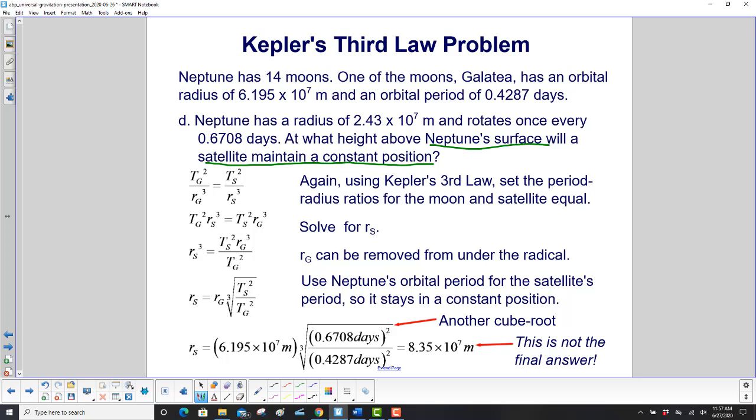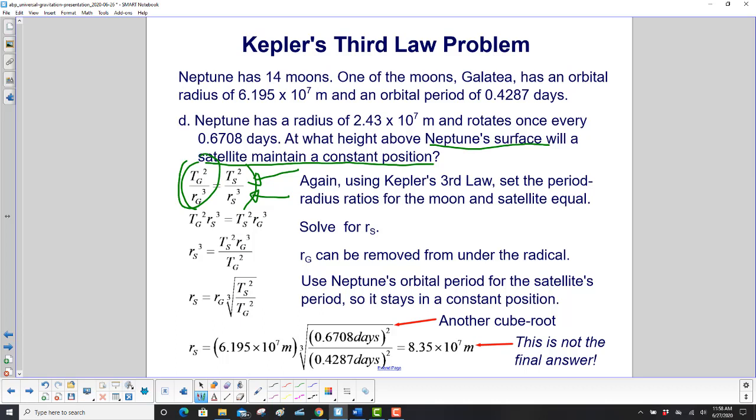We're going to use Kepler's third law here, but not the whole law. We're going to take advantage that T squared over R cubed is the same for everything going around Neptune, whether it's a satellite, rocket ship, or a moon. So we're going to have the variables here, T sub s and R sub s. That applies to the satellite. Here's the information we have with Galatea.